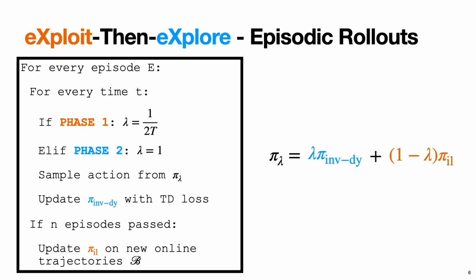Episodic rollouts for XTX look as follows. At every time in the episode, the agent has to decide whether it is in the exploitation phase or the exploration phase. If in the former, the lambda is set close to 0 so that XTX mainly relies on the imitation learning-based policy. If in the latter, the lambda is set to 1, so XTX completely relies on the exploration policy. The agent then samples an action and updates its exploration policy with the classic temporal difference laws. Every n episodes, the agent will also retrain the imitation learning policy on newly collected online trajectories.